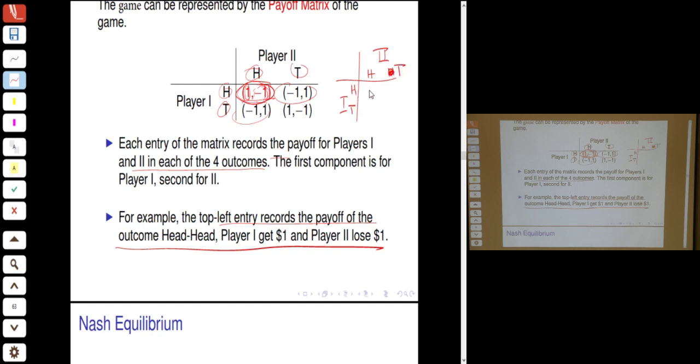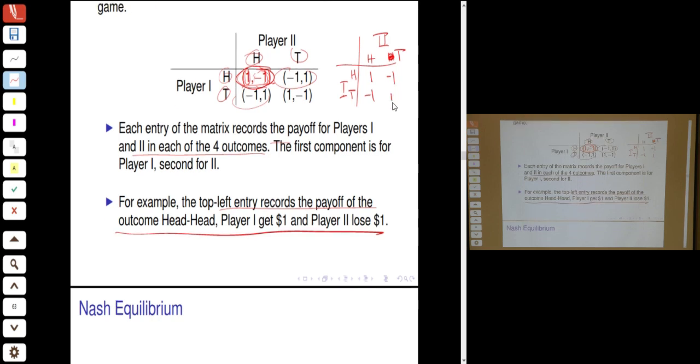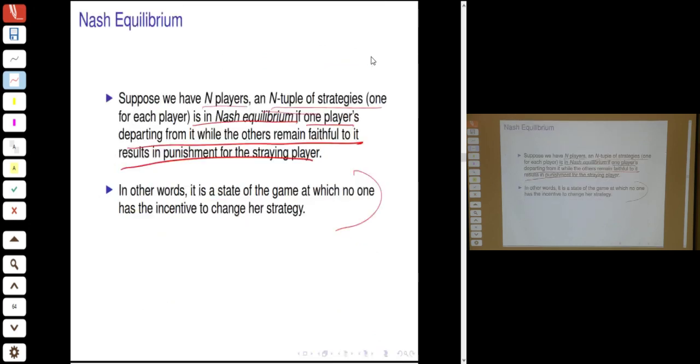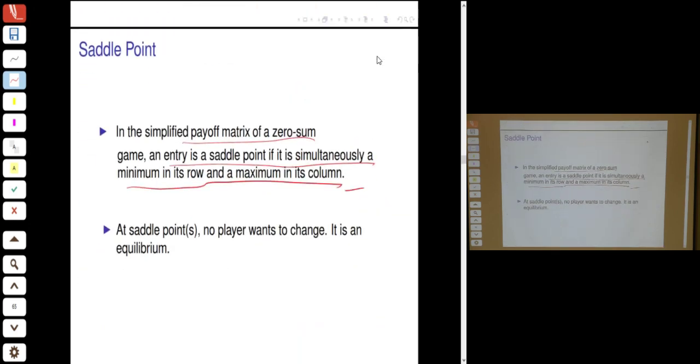which will be given by the following. So this is 1, -1, -1, 1. If it is a zero-sum game, you can just record the gain of player 1, and from that you can immediately deduce the gain of player 2 because it's a zero-sum game. So this is the simplified payoff matrix for a zero-sum game.